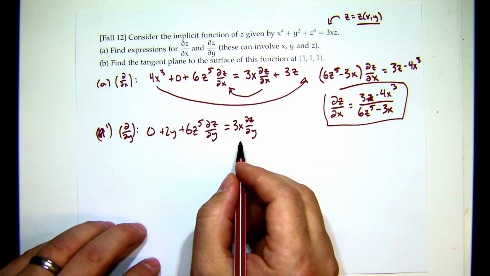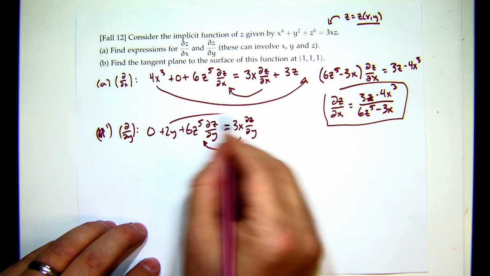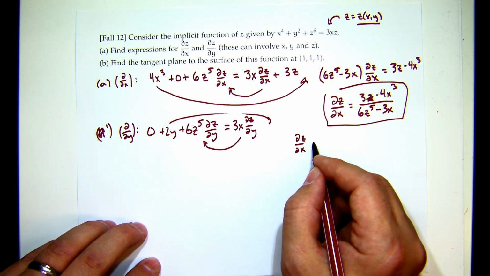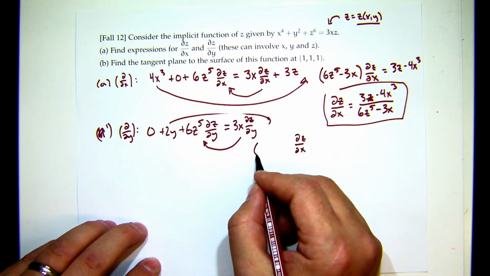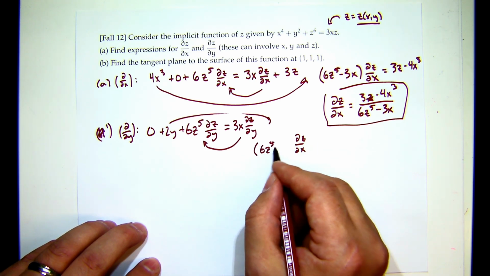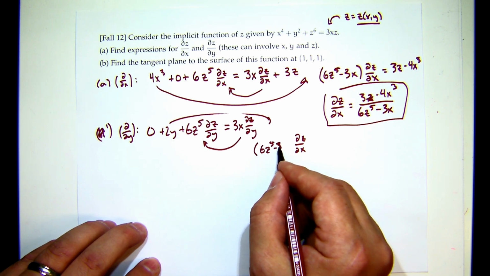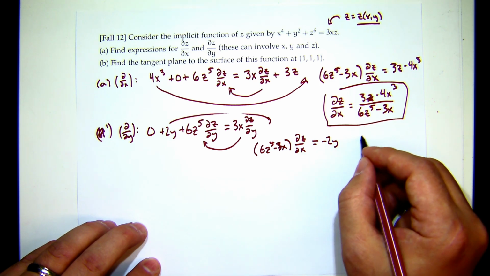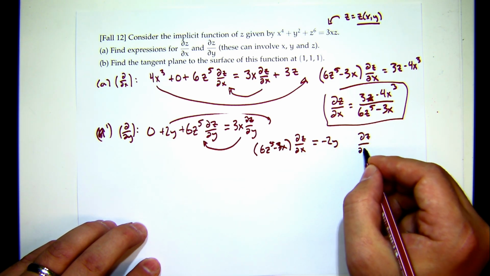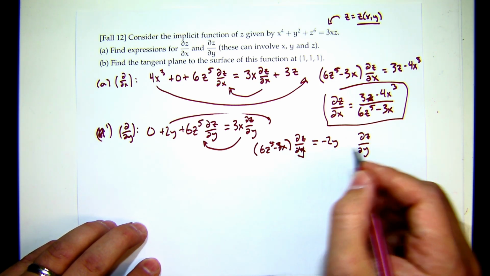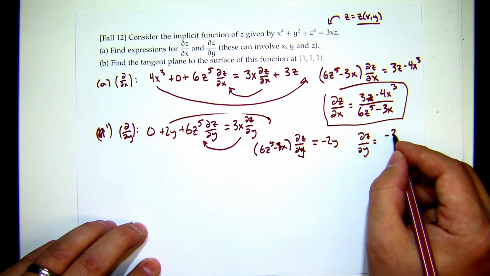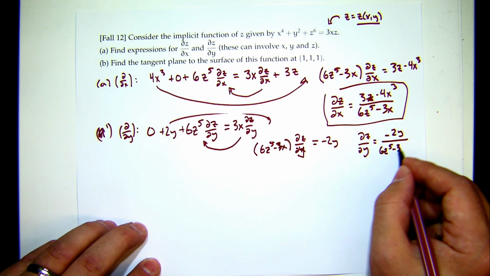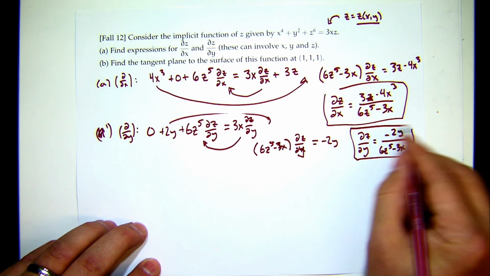Okay, move stuff around. I'll move this across, I'll move this across, and we get that dz dy times 6z to the fifth minus 3x equals negative 2y. My handwriting is getting bad here. That's a y, sorry. Partial z, partial y is negative 2y over 6z to the fifth minus 3x. And there we go.